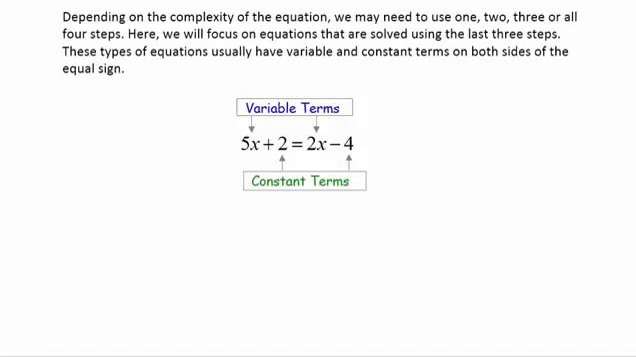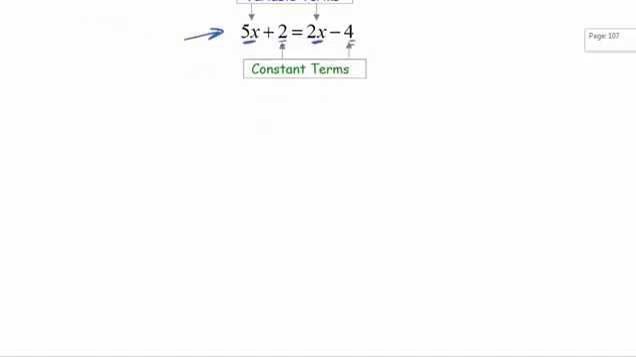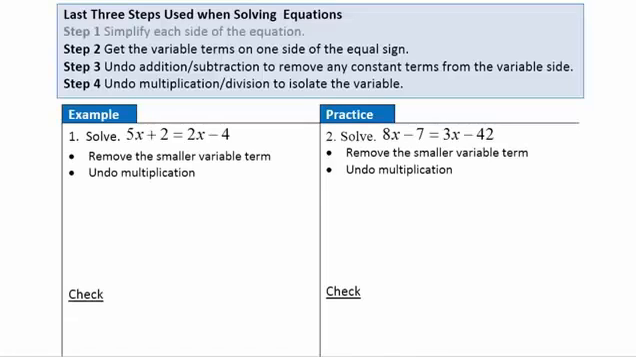These types of equations usually have, as I mentioned before, variable and constant terms on both sides. So notice here's my equation, and I have a variable term on the left side, a variable term on the right side, constant terms on the left side, and constant terms on the right side. Those are the types of equations we're going to start solving here, and then we'll move on to some more complex ones. Now let's take a look at an example that will help you understand how to solve these problems where we have variable terms on both sides.